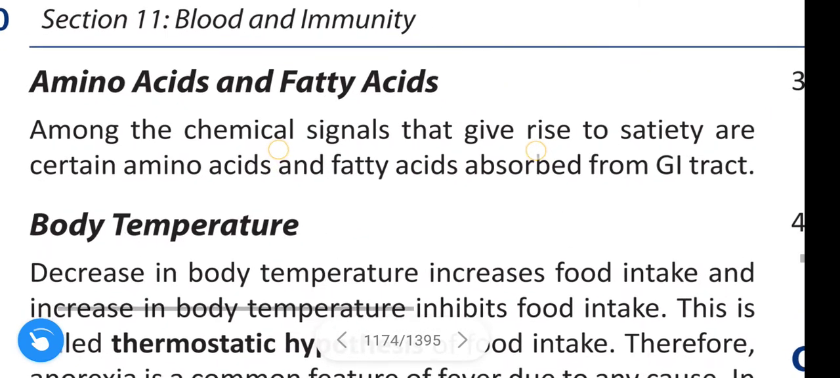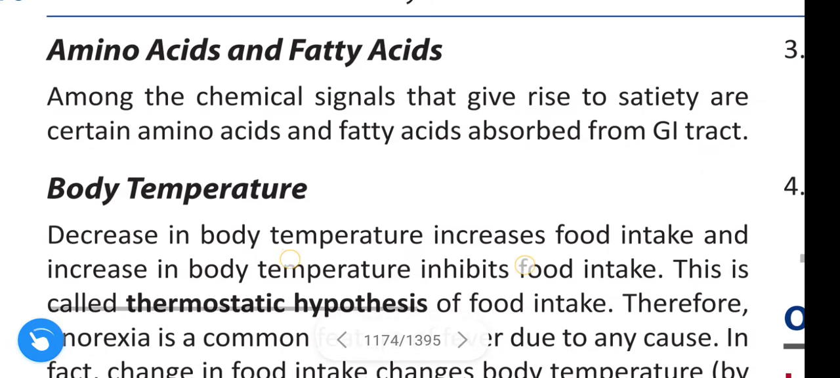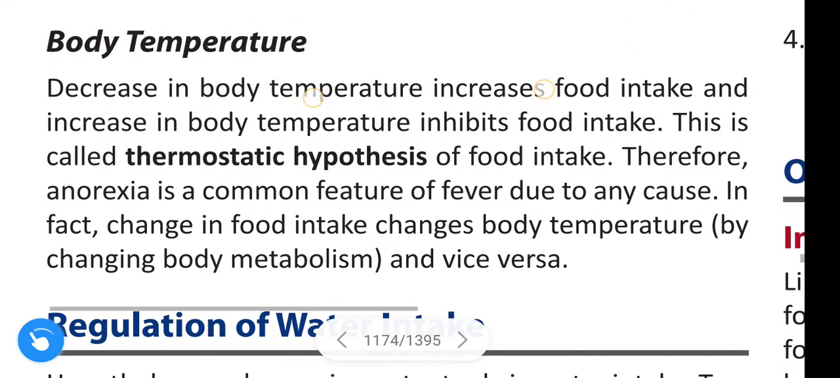Next, amino acids and fatty acids. Among the chemical signals that give rise to satiety are certain amino acids and fatty acids absorbed from the gastrointestinal tract.